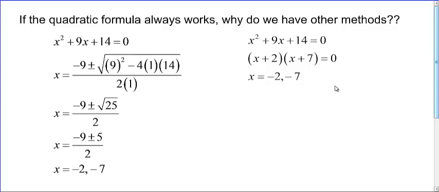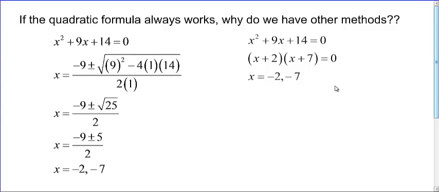Here's a quadratic on this page. X squared plus 9x plus 14 equals 0. I've solved it twice. On the left, I've used the quadratic formula. On the right, I've used factoring. Both methods work. Both give us correct answers.